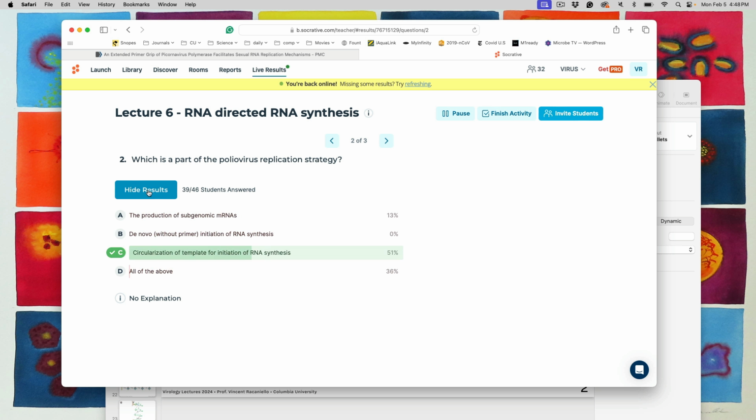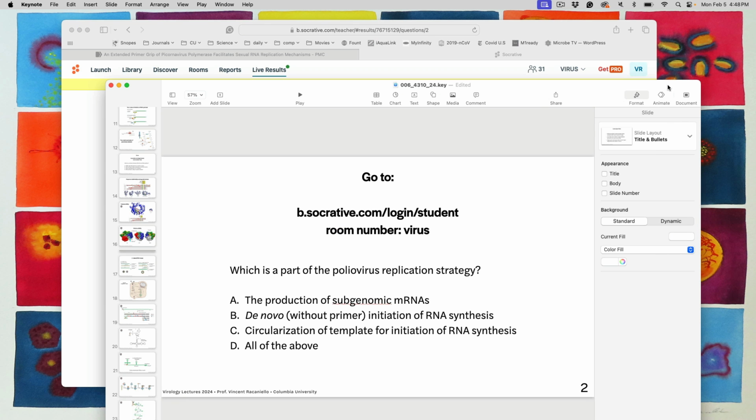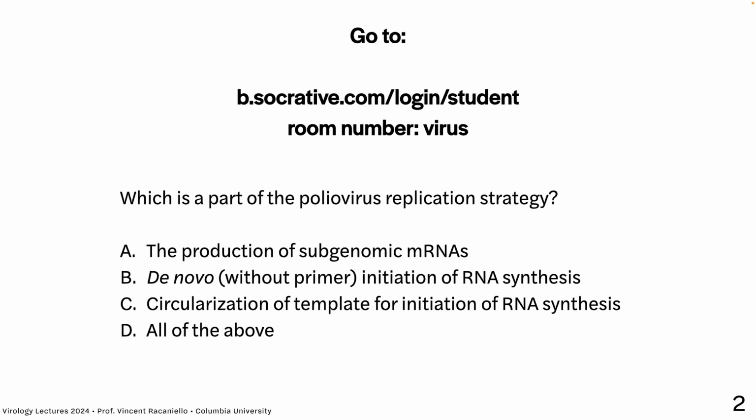Okay, let's find out how we did. So the right answer is circularization of the template. 52% of you got it. You don't make subgenomics. It's not without a primer. Nobody picked that. It's not all of the above. It's just circularization.